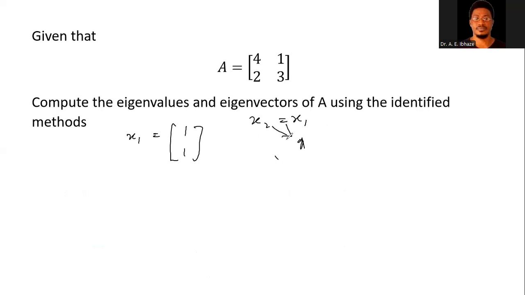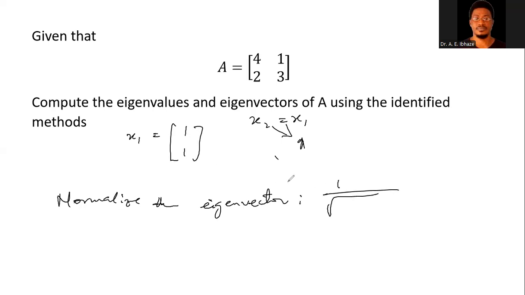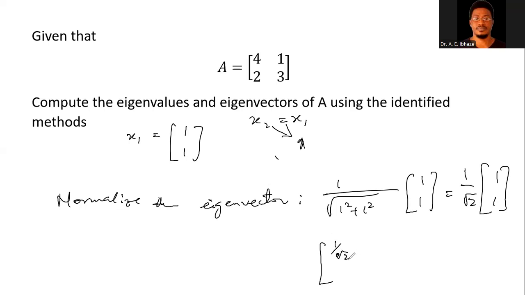Okay? Now, to normalize this, we can now normalize the eigenvector such that 1 over the square root of 1 squared plus 1 squared times 1, 1, which will be 1 over square root of 2. So the normalized eigenvector is the same as 1 over square root of 2, 1 over square root of 2, for lambda 1 being the same as 5. Okay? So S1 is equal to this.